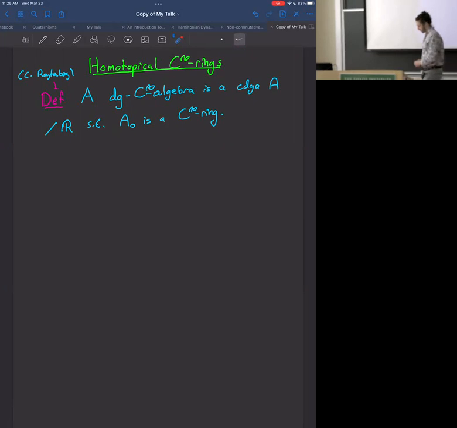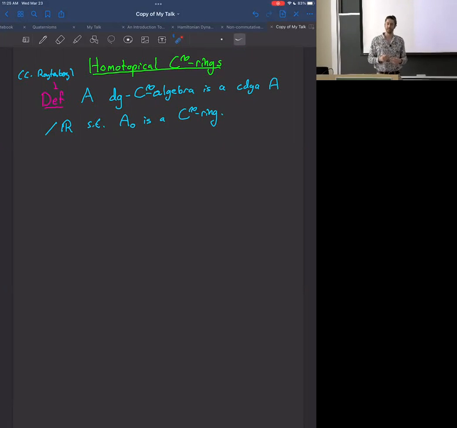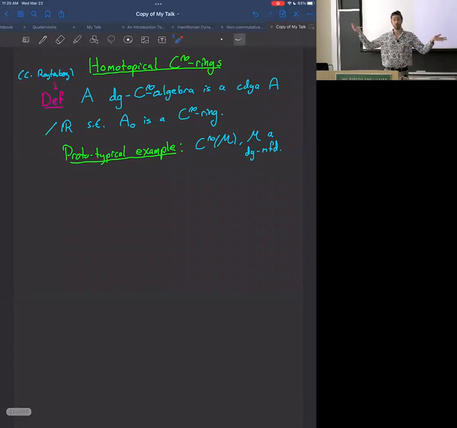Okay, so one way of talking about homotopical C-infinity rings is to talk about DG C-infinity algebras. And that's just a commutative algebra which has additional structure of a C-infinity ring on the degree 0 part. This definition was due to myself and Roytenberg, and the prototypical example is smooth functions on a DG manifold. You've got smooth functions on the manifold, smooth functions on a supermanifold, smooth functions on a DG manifold, kind of guiding you about what kind of functions you should be using.